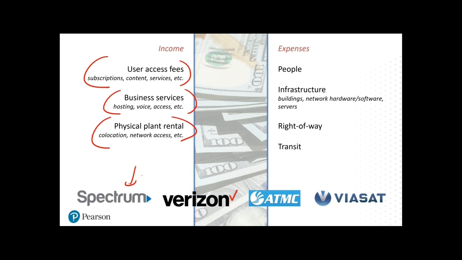Verizon, AT&T, Viasat, all of these are edge providers or access providers that get paid for these types of things. Their number one expense is going to be people. And that's going to be true for every business we talk about. People are the most expensive thing in running a business of this kind. Your second most expensive thing is going to be your infrastructure, your buildings, your network software, your hardware, your servers. All those kinds of things cost money, and you're going to pay a lot of money for them.